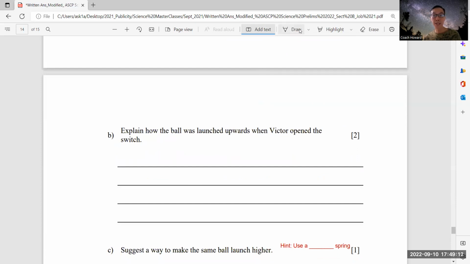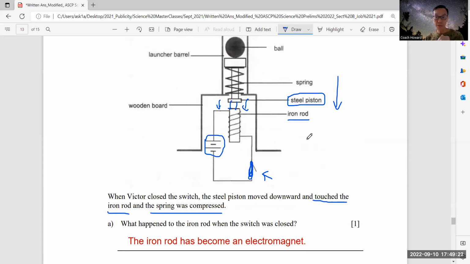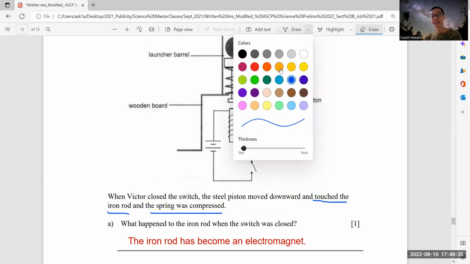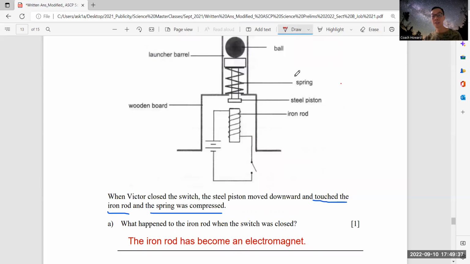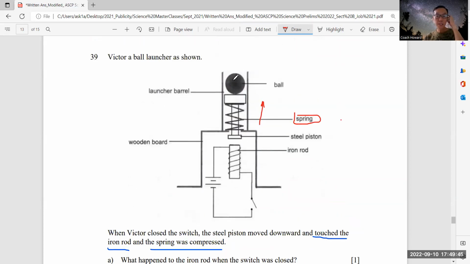Okay, now you need to explain. Underline the word explain. Explain how the ball is launched upward when Victor opens the switch. That means when he closed it, the piston came down, right? So when he opened it, you erase off this part. When open, what happened? The iron rod will demagnetize. So when it demagnetizes, you notice there's a spring there, right? This spring will cause a recoil. It springs back, so this recoil causes the ball to be launched upwards.